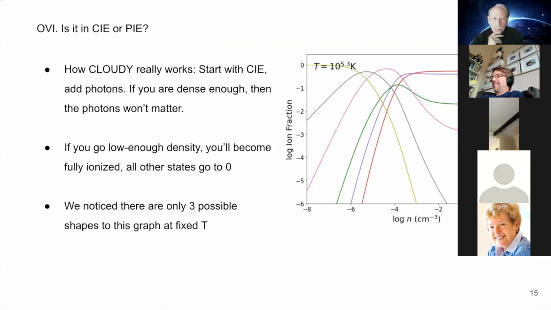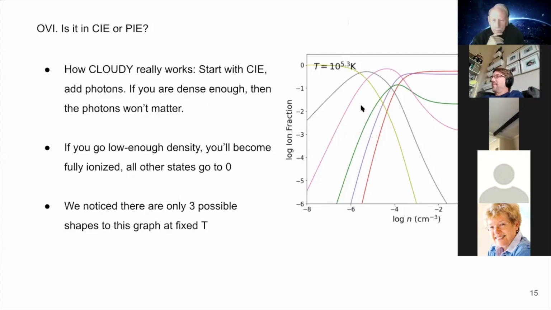So the way Cloudy actually works is it starts by assigning all the ions in collisional ionization equilibrium. So it basically says, at this temperature, put all the ions in their proper place, and then bombard them with photons, and it'll change their ionization states in various ways. So the point is, if you're dense enough, so here's a density versus fraction plot for different ion states, if you're on the right side of this, then the photons don't really matter. We should think of going from right to left on this graph as basically bombarding with more and more photons.